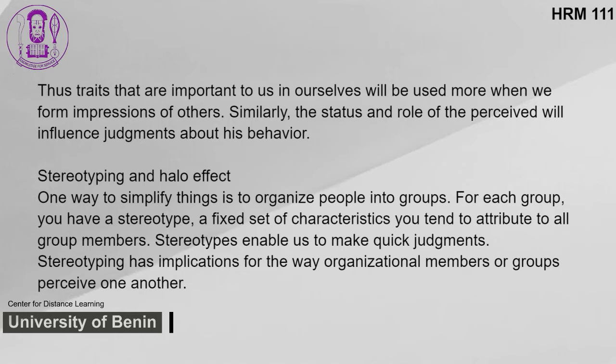Stereotyping and halo effect. One way to simplify things is to organize people into groups. For each group, you have a stereotype, a fixed set of characteristics you tend to attribute to all group members.